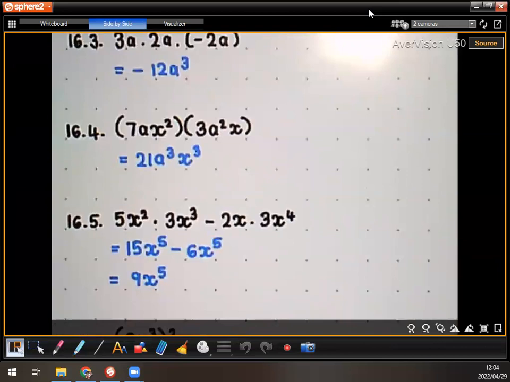Then we do all our numbers. 3 times 2 is 6, times another 2 is 12. And we have 3 a's that we're multiplying together. Do we agree that that's a to the 3? Okay, good. Next one was another multiplication question. 7 times 3 is 21. A times a squared, that's 3 a's altogether, that's a to the 3. Then you have two x's and another x, that's x to the 3.